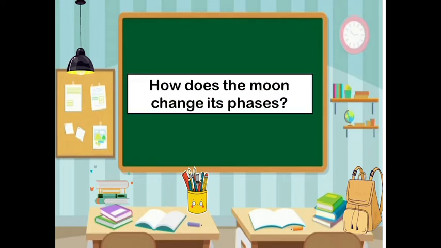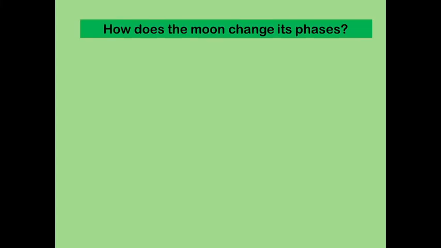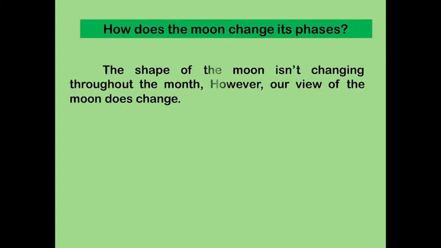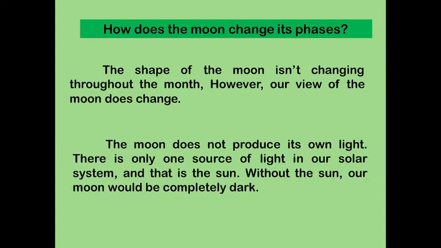So how does the moon change its phases? The shape of the moon isn't changing throughout the month. However, our view of the moon does change. The moon does not produce its own light. There is only one source of light in our solar system, and that is the sun. Without the sun, our moon would be completely dark.